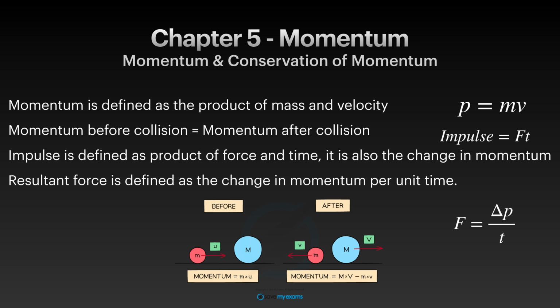One of the key principles in physics is that momentum is conserved as long as no external force is acting on the system. That means momentum before collision equals the momentum after collision. Whether it's two cars crashing, a bullet hitting a block, or a skater pushing off another skater, the total momentum of the system stays the same before and after.